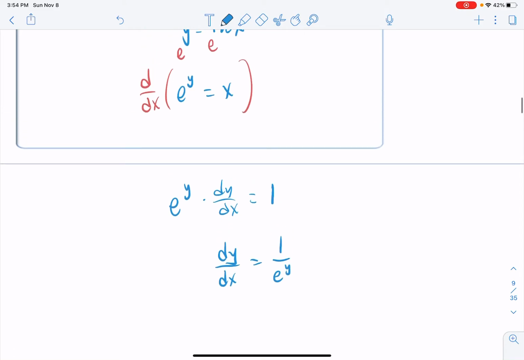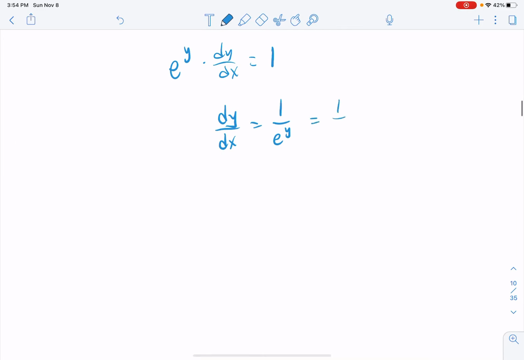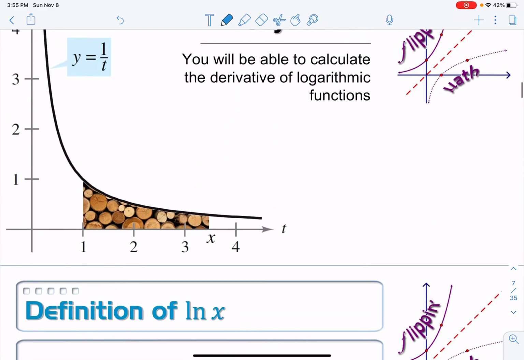Hey, what's e to the y? We just said right here that e to the y is equal to x. So this is equal to 1 over x. All of this means that the derivative with respect to x of the natural log of x is equal to 1 over x.